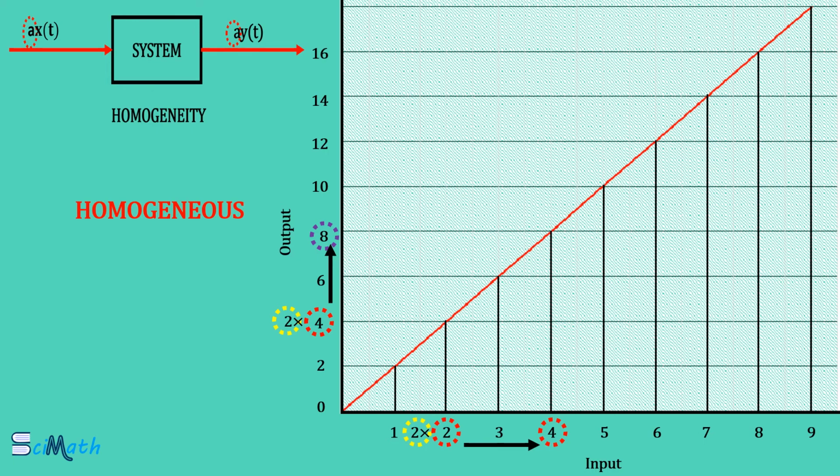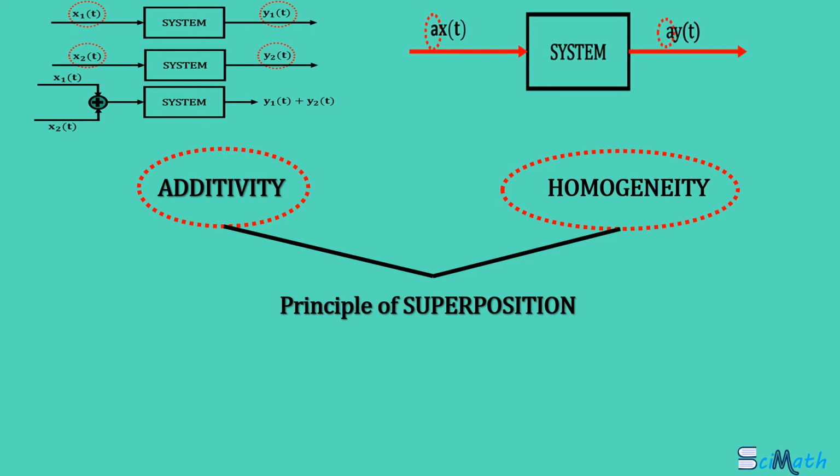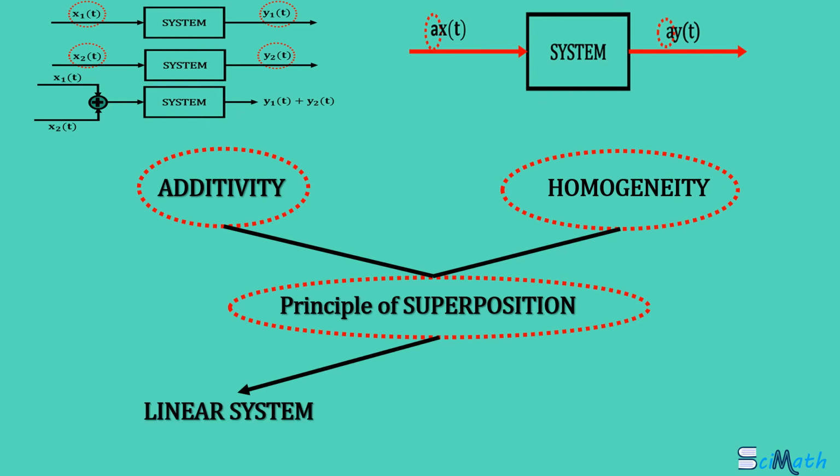And these two properties, additivity and homogeneity, are combinedly known as the principle of superposition. And if any system obeys the principle of superposition, we can call this system a linear system. And if any system does not obey the principle of superposition, then we call this system a non-linear system.